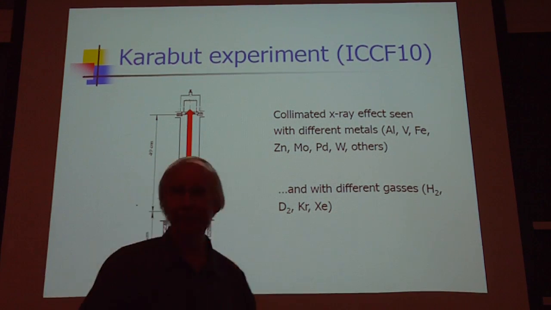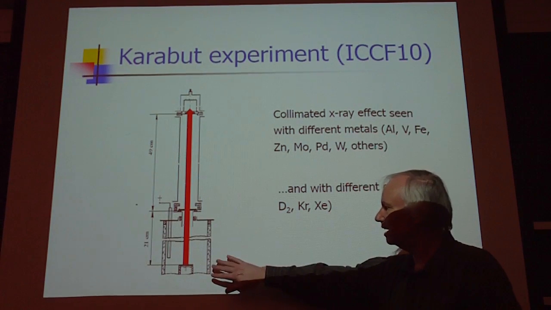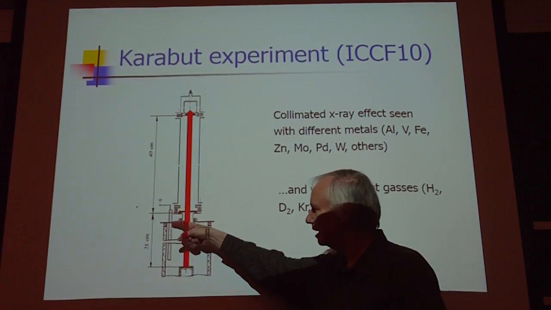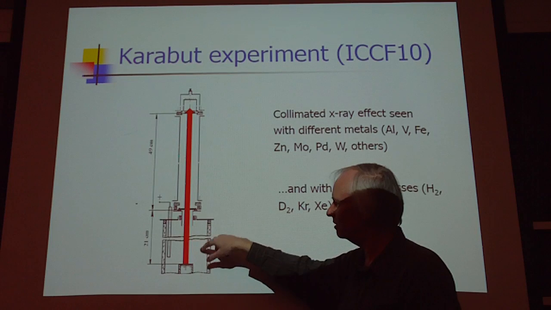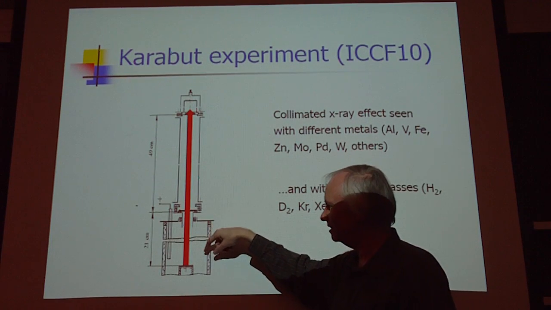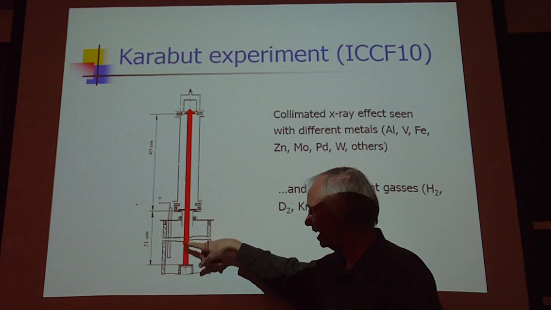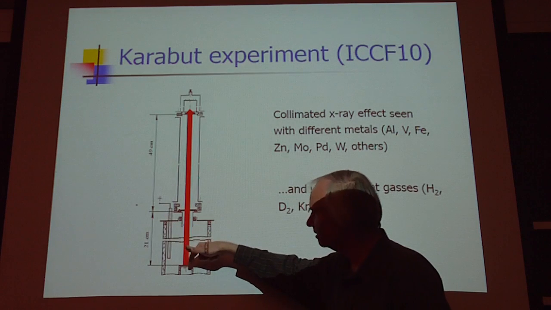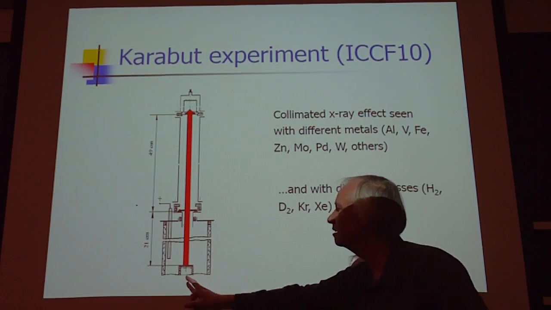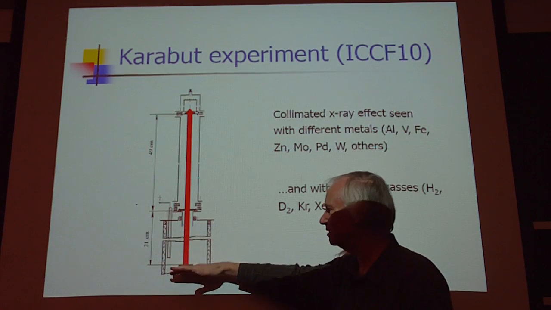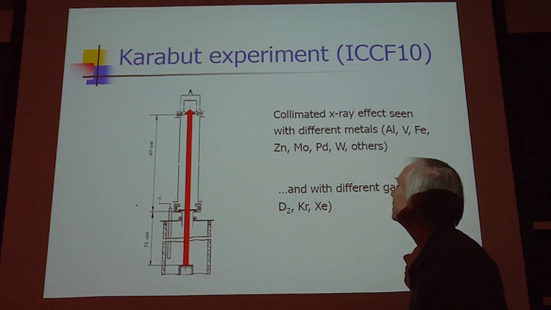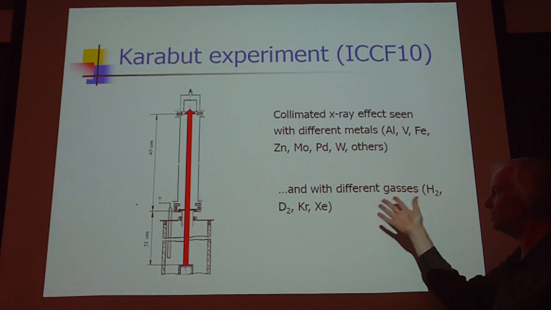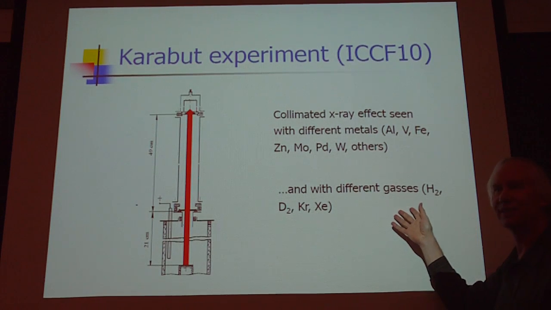Here's the experiment. We've got a glow discharge here. Down here is the cathode. Here's the anode. And there's low density gas here. And in this low density gas, the electrons are going that way, the ions are going this way. The X-rays come out collimated, normal to the orientation of the cathode. It seems to work with, like, pick your cathode material. And it seems to work with, well, pick your gas material as well.